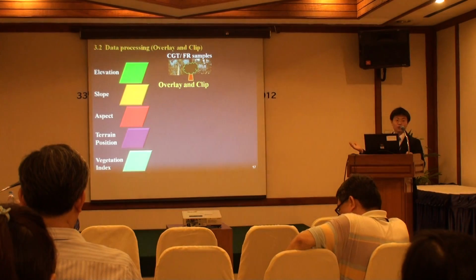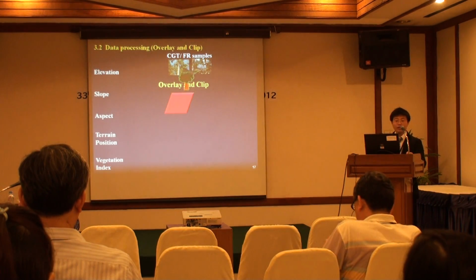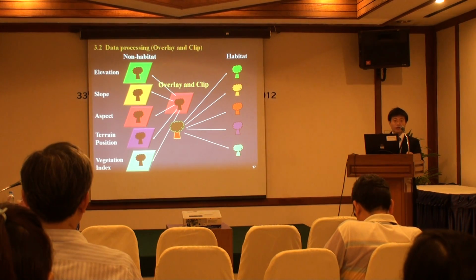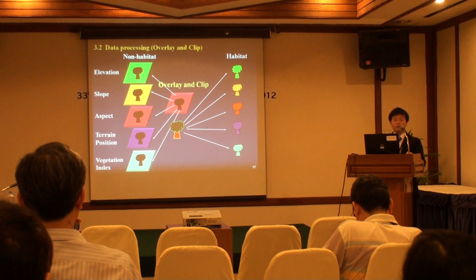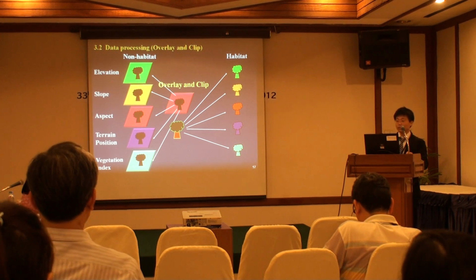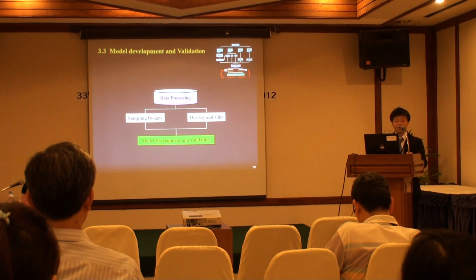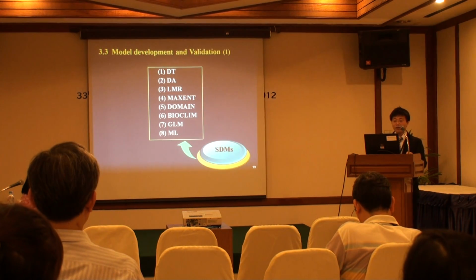That slide shows you overlaying all the layers and inputting the species to cut suitable and non-suitable environment attribute data, and further using it in our model to calculate model parameters. And the next part, we'll talk about the model development and the validation. We use the 8 model algorithms to predict the potential habitat.